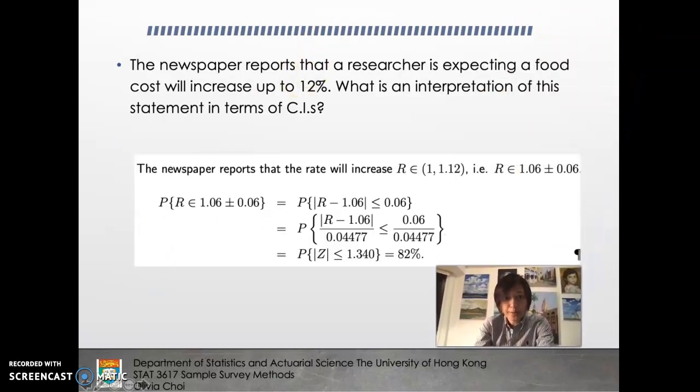What if the newspaper reports that a researcher is expecting the food cost to go up by 12%? What is the statement in terms of the confidence interval? So with that, going up 12% from our data 1.06, so that could go up by 6% or down by 6%. By standardizing this probability, we find the critical value is less than 1.34 on both sides, two-sided. We can find the probability is about 82%.